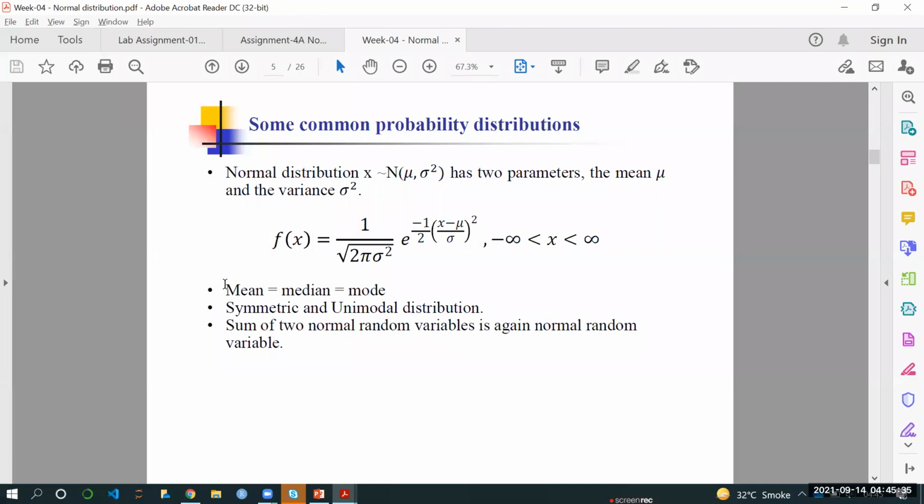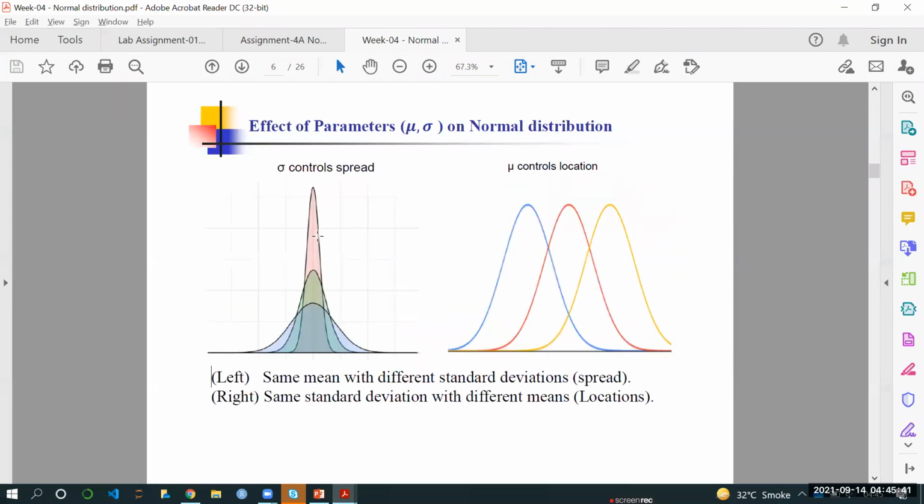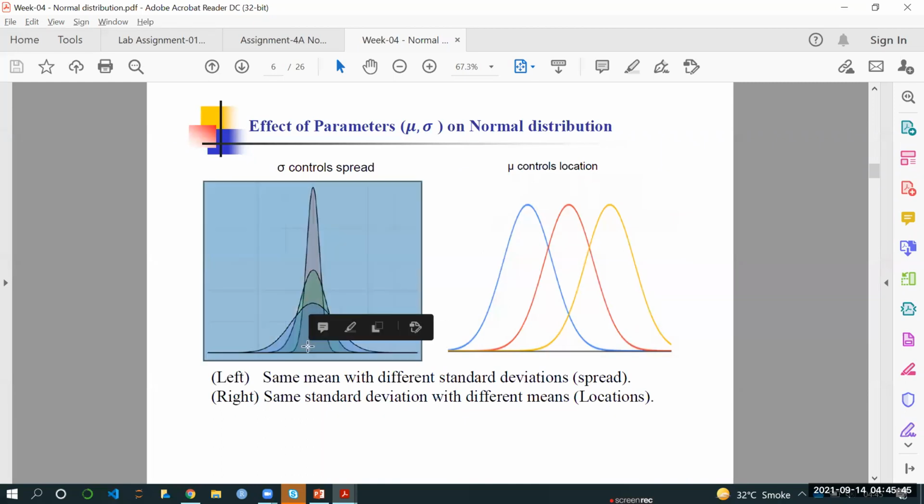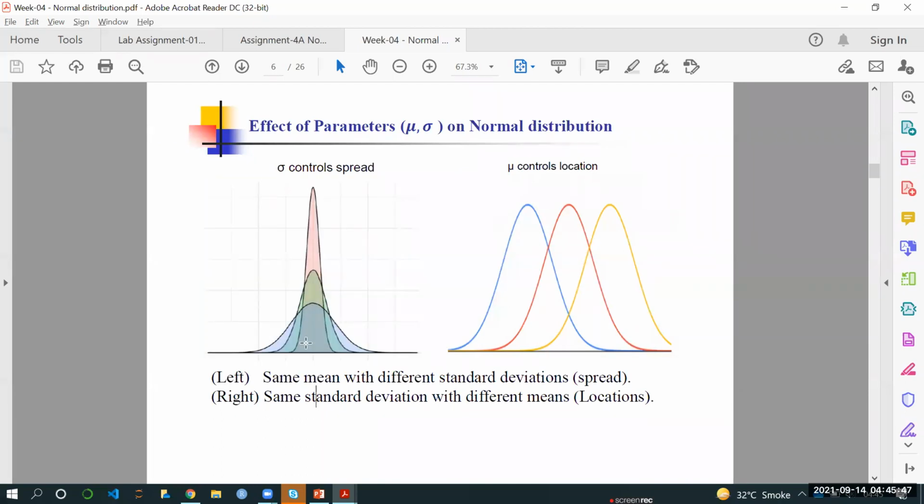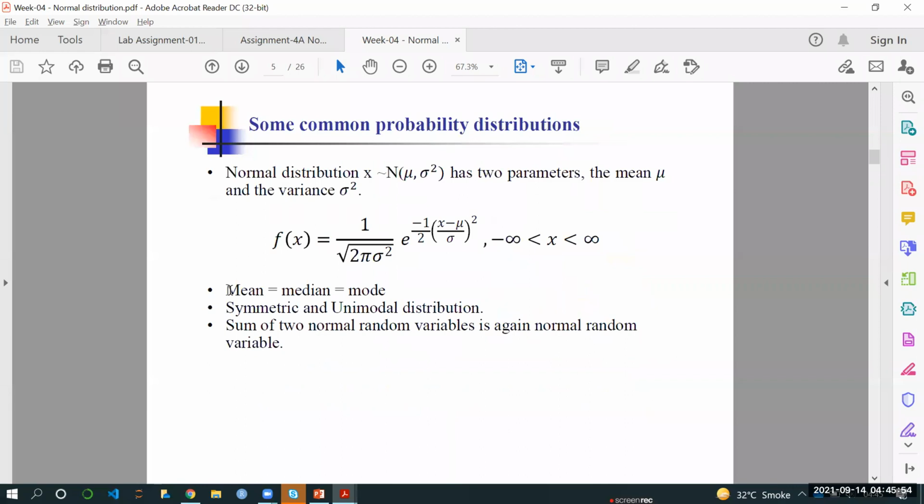Coming back, this is the normal distribution. One property is that the three things, mean, median, and mode, all lie in the center. For example, the center of this line is here. This center is the mean value, the median value and the mode value. It is one of the unique distributions which has all three measures of central tendency in the middle.